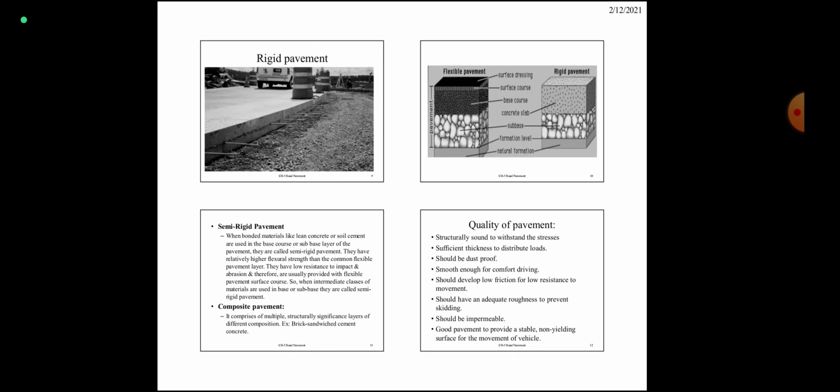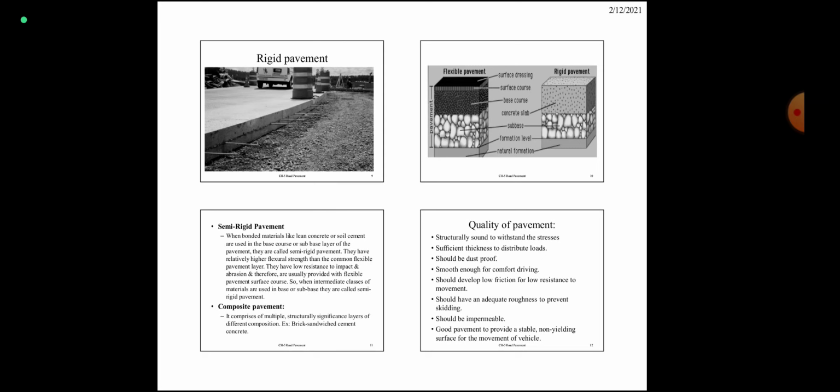They have relatively higher flexural strength than a common flexible pavement layer. They have low resistance to impact and abrasion, and therefore are usually provided with a flexible pavement surface course. So when intermediate classes of materials are used in base or sub-base, they are called semi-rigid pavement.